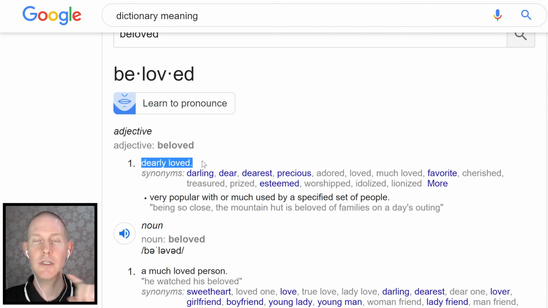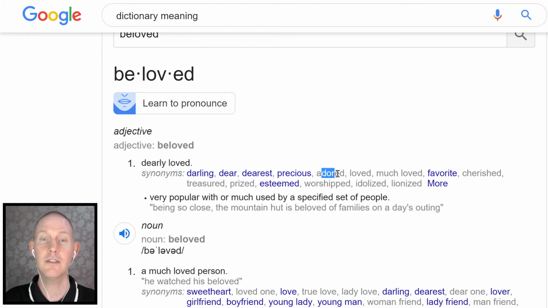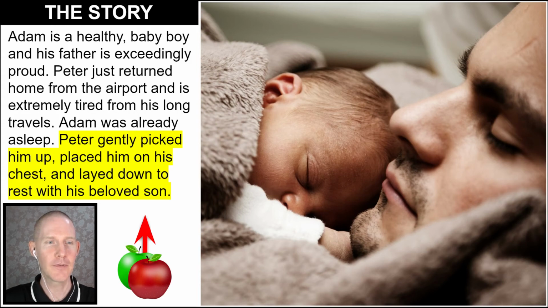Okay. Dearly loved. So in the example, it said "beloved son," so it's his dearly loved son. Darling, dear, dearest, precious, adored. That's a good one. Adored. Much loved. Right? So if something or someone is beloved, then you really like it. You really love it, right? Okay, let's go back.